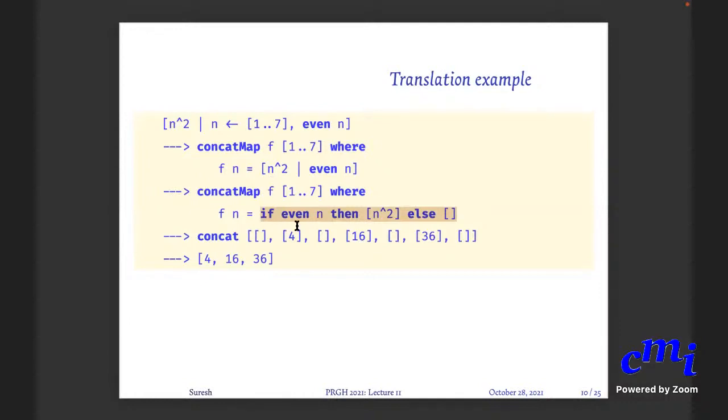Now you see that this is nothing but concat of applying f on every element in the list. So check if 1 is even, it is not even, so it will be the empty list. 2 is even, so you will consider the singleton list consisting of 4. 3 is not even, so it will be the empty list. 4 is even, so it will be the singleton list consisting of 4 squared, which is 16. Similarly, empty list, singleton list 36, empty list, and finally if you concatenate all of them, you will get 4, 16, 36, which is what you want from here.